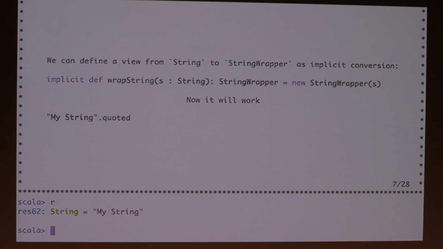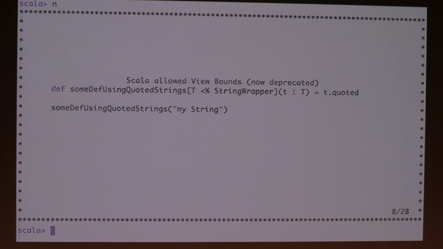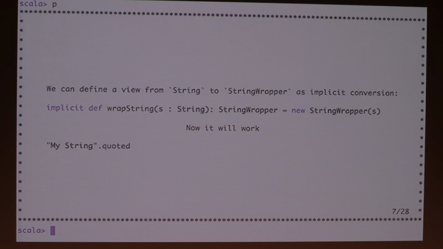So what we see here is we actually made a view on string named wrapString. Well, it seems as if we are adding methods to string in this case, which also allows for very powerful DSLs, for example, to be written.